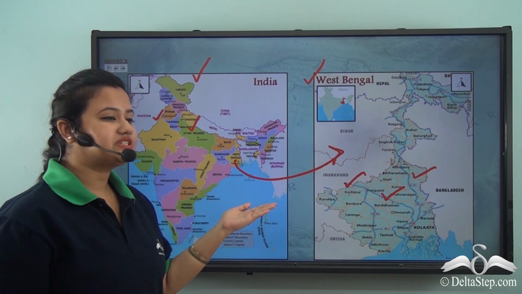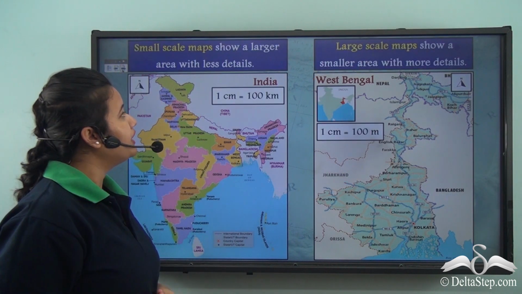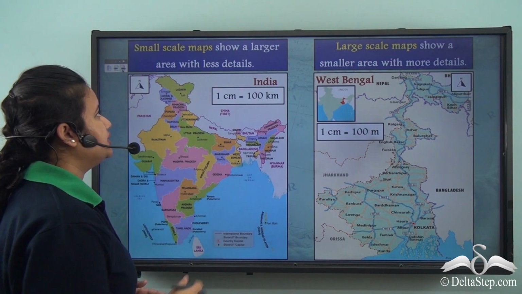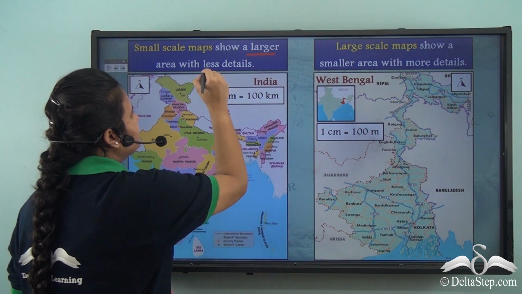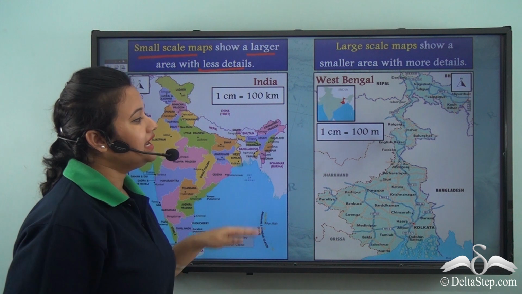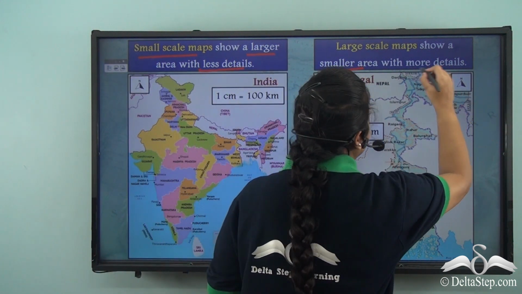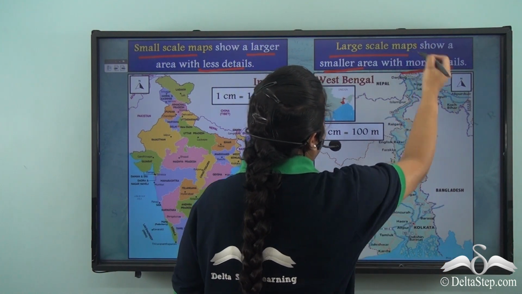Now do you know what these maps are called? Well, the first map that shows a larger area with less details is known as a small scale map, while the second map that shows a smaller area with more details is called a large scale map.